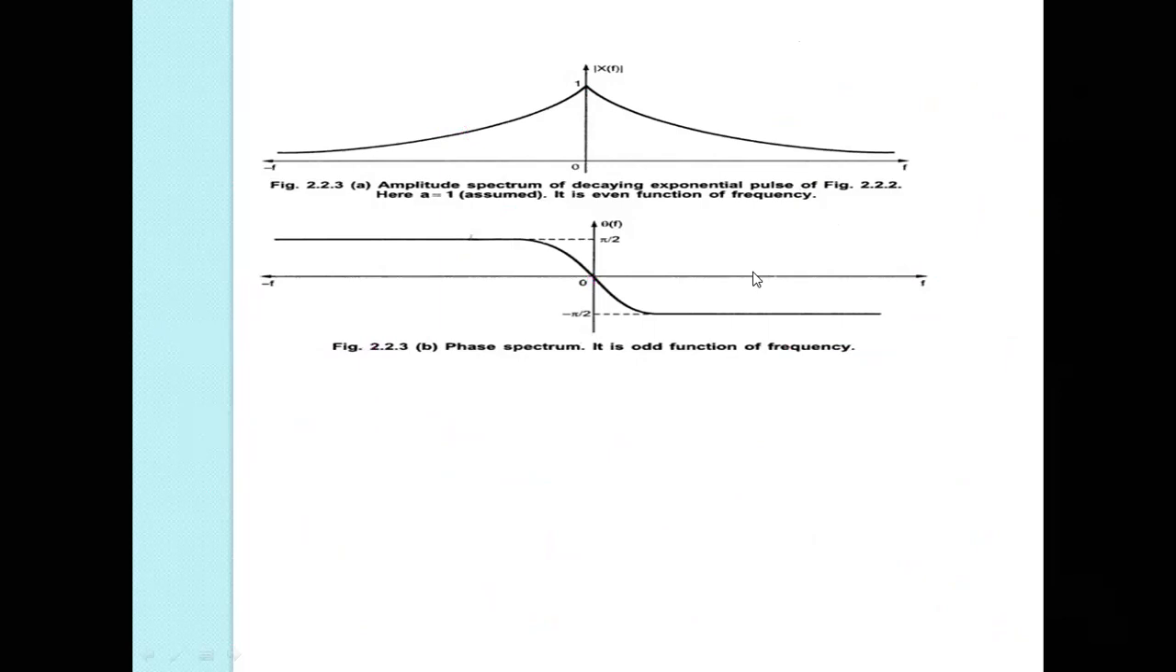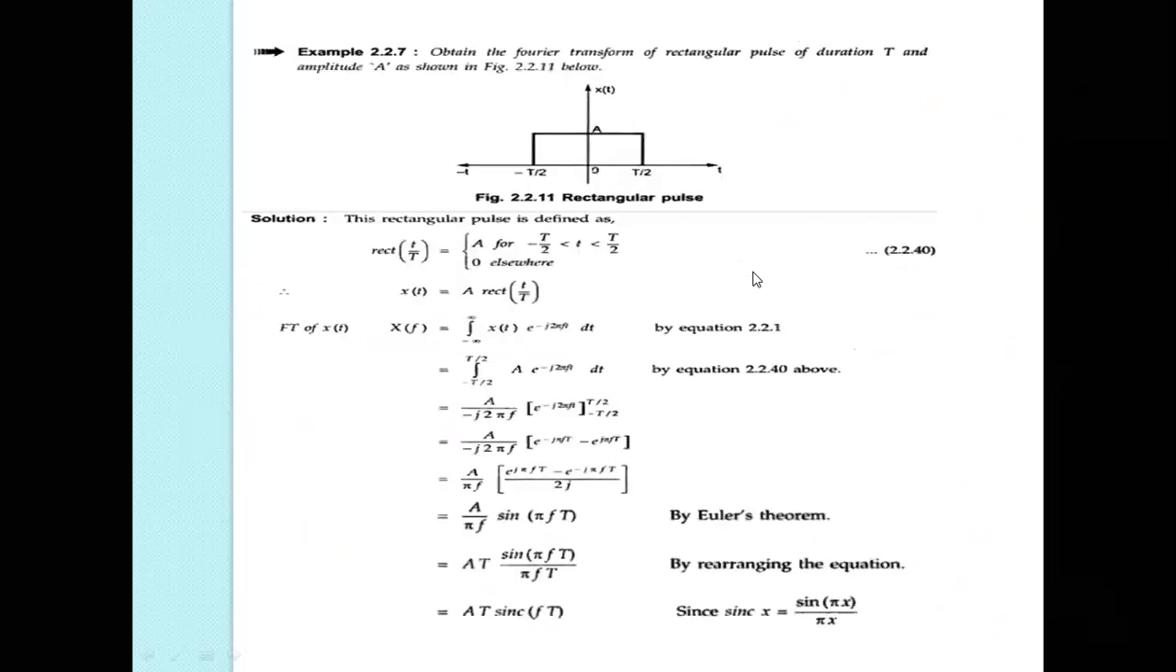So coming to the next example, my dear students. Obtain the Fourier transform of a rectangular pulse. We are given the rectangular pulse here, a rectangular pulse of duration T. Why is it T? From minus T by 2 to 0 is a half, and 0 to T by 2 is a half. The total time period is T, and its amplitude is A, as shown in this figure.